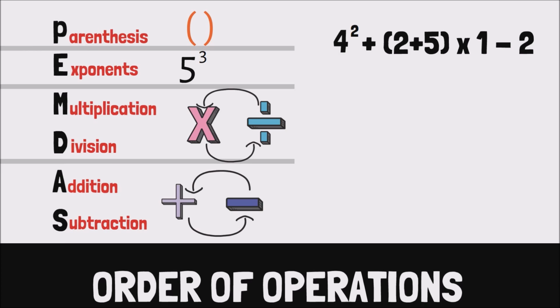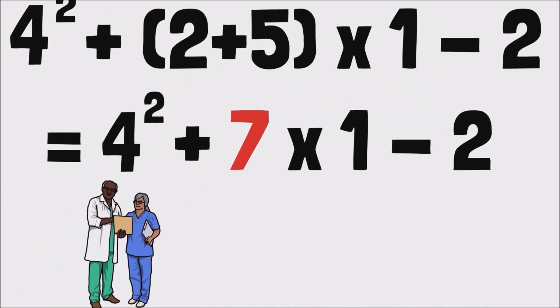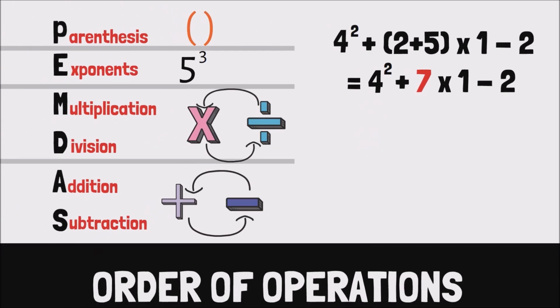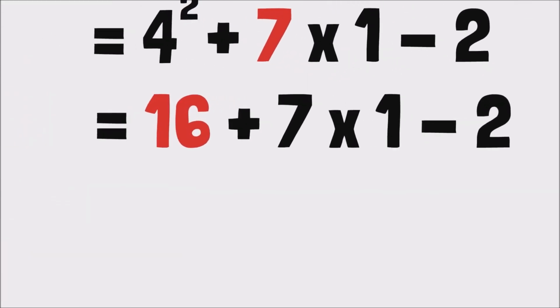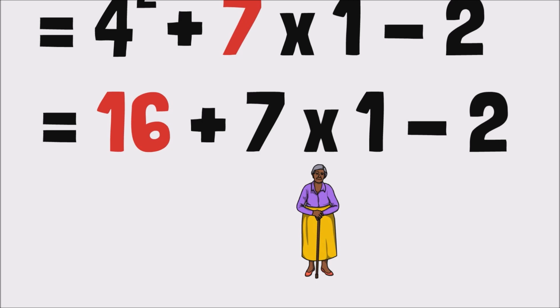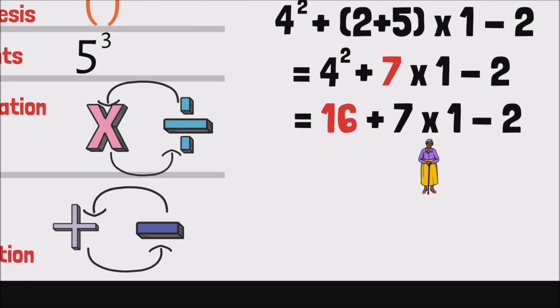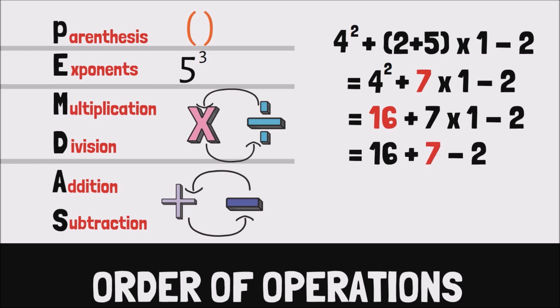So we get 7. Next up, we see an exponent there, that is our healthcare worker or police officer, so they have to go on through first. Yeah, so we work out the exponents. 4 squared to get 16. Next up, I'm seeing a multiplication sign, that is our Mr. Senior Citizen, Miss Senior Citizen, they have to go next. So we work that out. 7 times 1 to get 7.